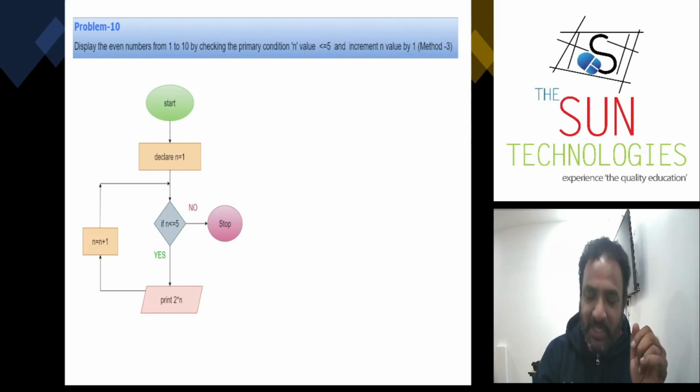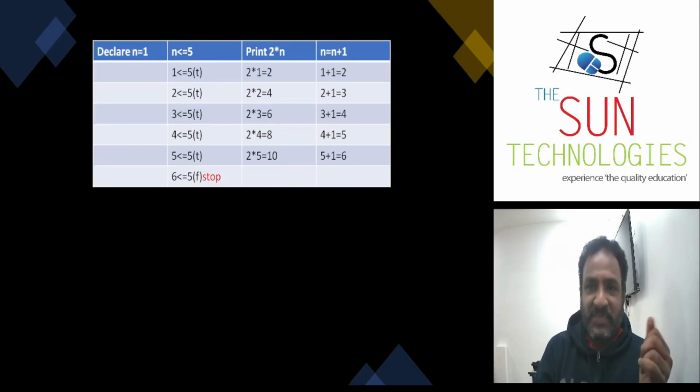The same thing I will explain with the help of a dry run. Simple, just go through this. The n value is 1, and n less than or equal to 5, and the expression you are displaying is 2 into n, or you can say n plus n, both are the same. So 2 into 1 is 2, and n is incremented, but you are not overwriting the n value, you are just displaying print 2 into n. If you said n equal to 2 into n, then the n value would be overwritten. But you are just displaying.